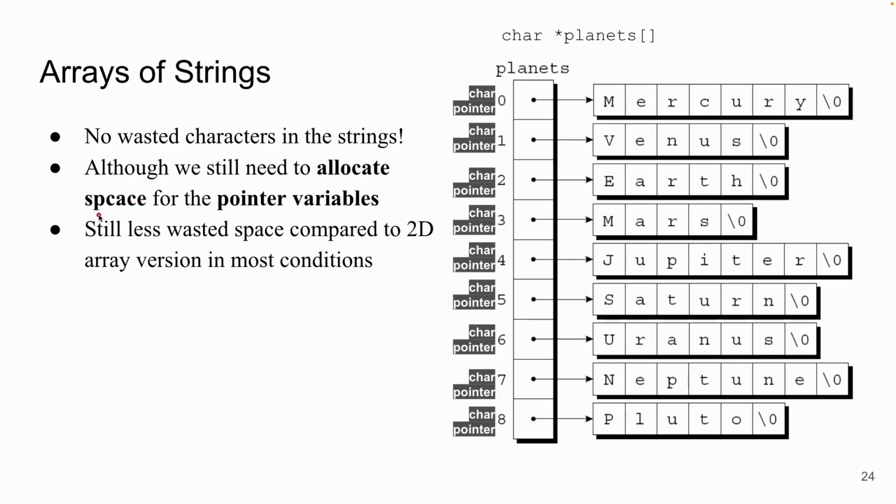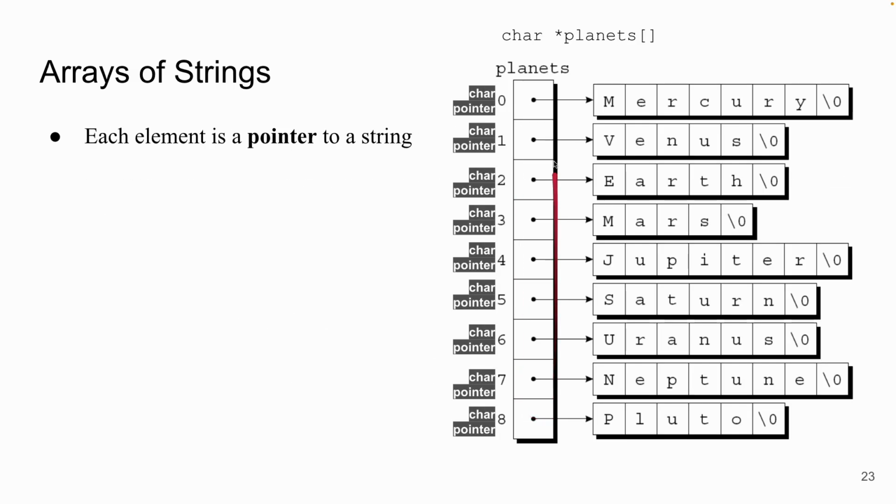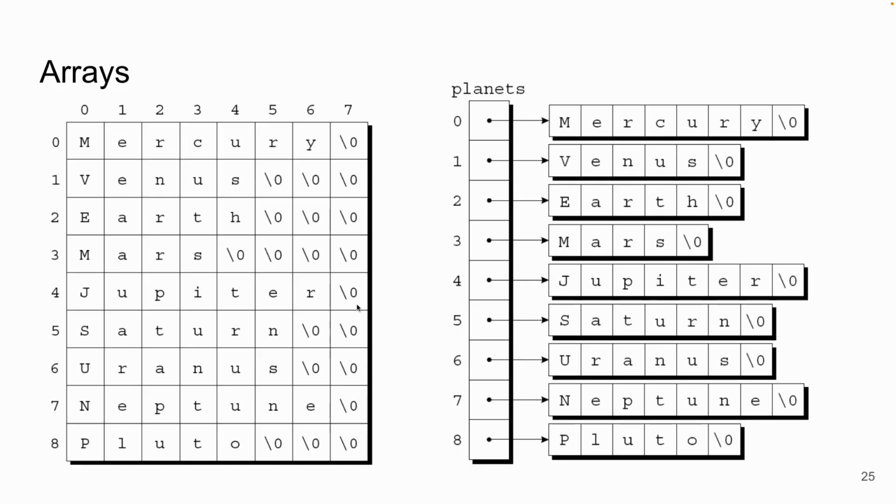Although we still need to allocate space for the pointer variables. In this case, I don't need another array of pointers, right? But in this case, I need to allocate space for the pointer variables for the planets. However, it still wastes less space compared to the 2D array version in most conditions. So here is the comparison for you guys. You can see this is the 2D array version, and this is the array of char pointers version here. I would say this is the smarter and more efficient way to store strings with different lengths.